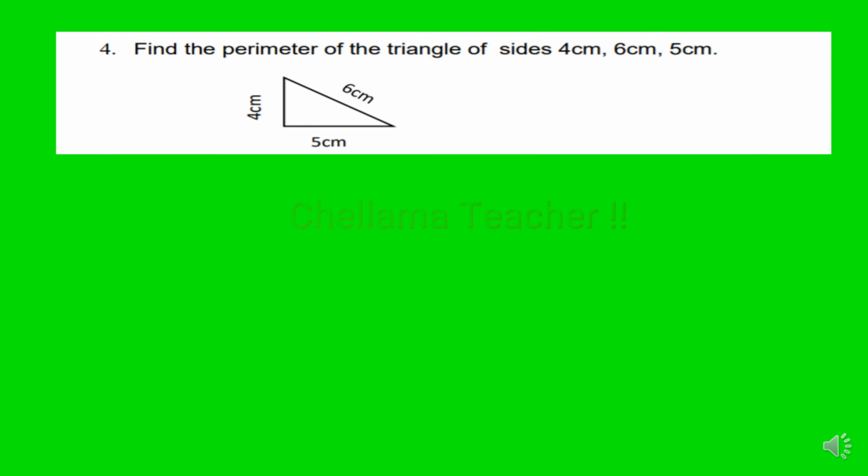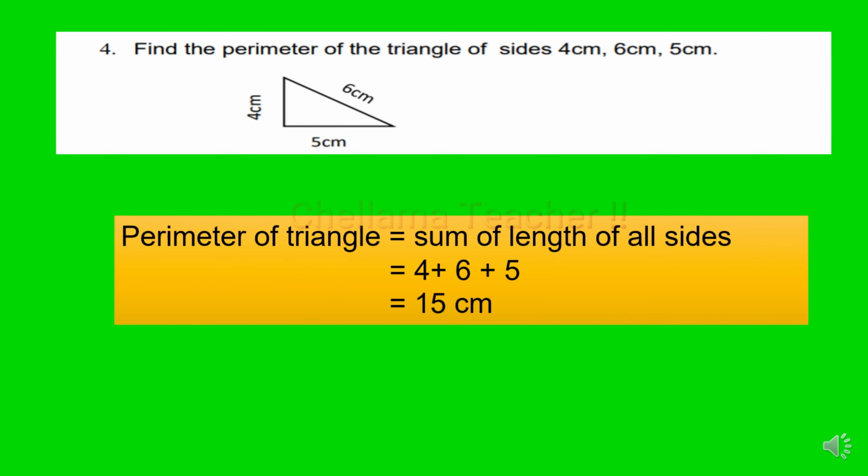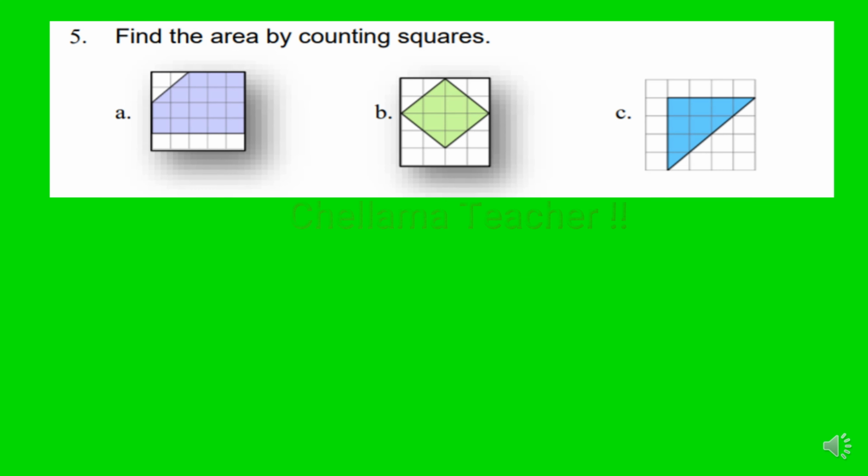Question number 4. Find the perimeter of the triangle of sides 4 centimeter, 6 centimeter and 5 centimeter. Perimeter of triangle is equal to sum of length of all the sides. So the answer is 4 plus 6 plus 5, which is equal to 15 centimeter. Question 5. Find the area by counting squares. There are 3 questions given, A, B, C. Let's see one by one how to solve.